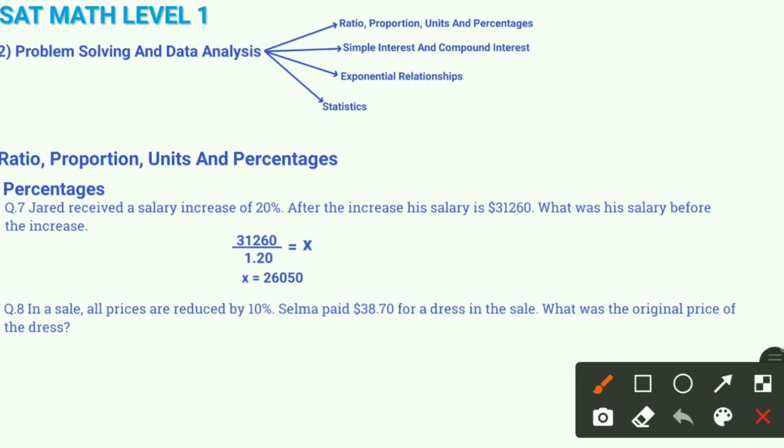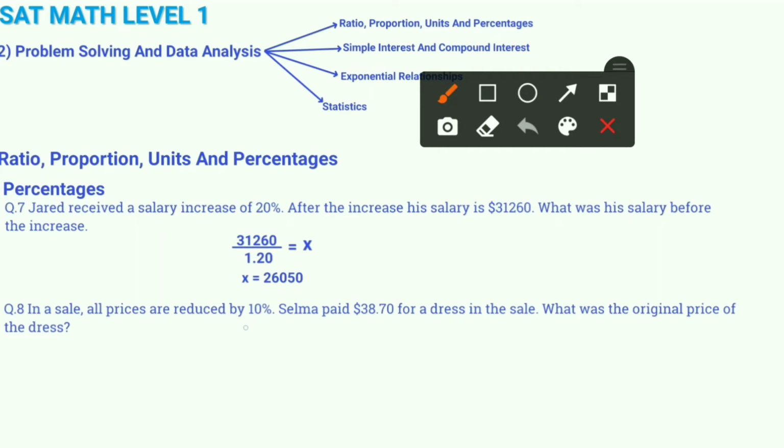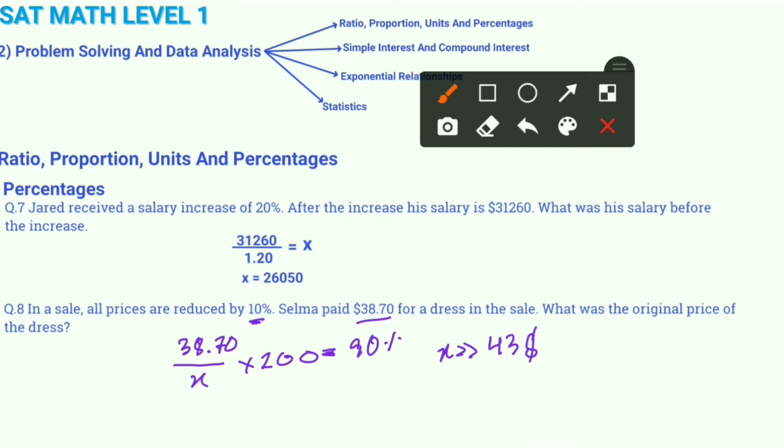Okay, same thing. Question 8. In a sale, all prices are reduced by 10%. Selma paid $38.70 for the dress in the sale. What was the original price of the dress? So she paid 38.70, which is 90%. Okay, and then I'm going to use a calculator now. After a 10% discount, the price became $38.70. Okay, this is the answer.